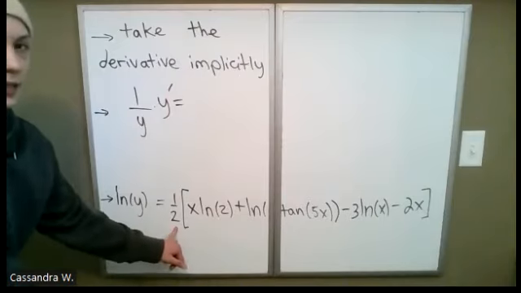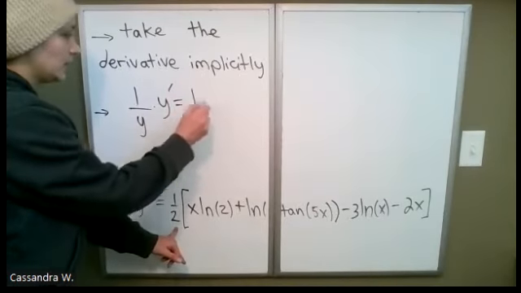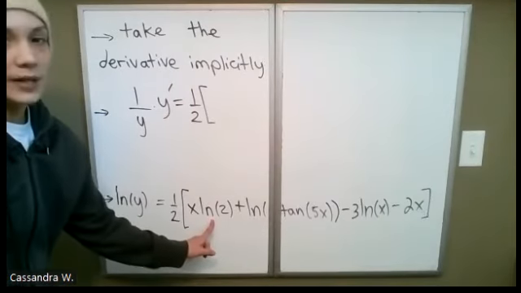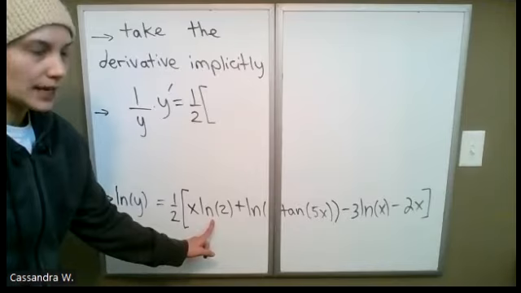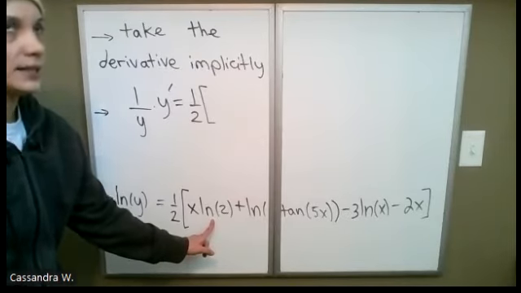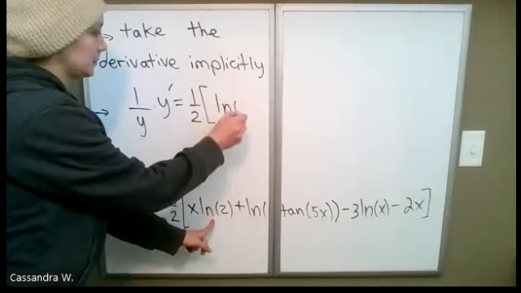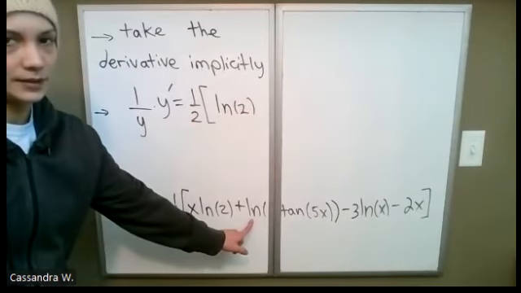And then taking the derivative of this side, we've got this 1/2 times... Ooh, cool. So ln of 2 is some number. So you've got x times a number, and the derivative of that would be that number, ln of 2. Okay, plus.